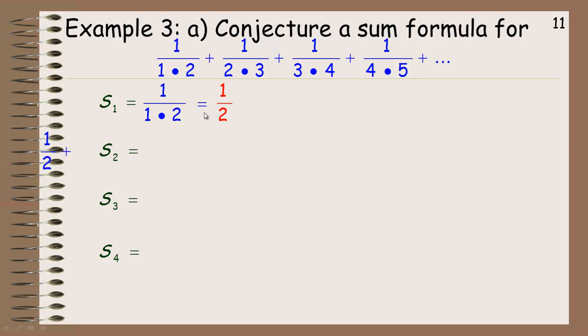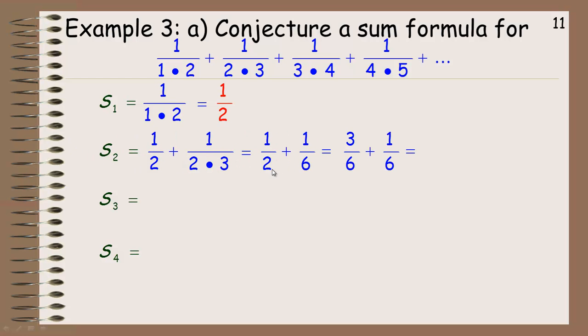The second sum would be the first term, which is the half or first sum, plus the next term, which would be 1 over 2 times 3. And so we have a half plus 1/6. And if you get a common denominator, 1/2 of course is 3/6. 3/6 and 1/6 add to 4/6, which reduces to 2/3. So that's the second sum. The second sum means the sum of the first two terms.